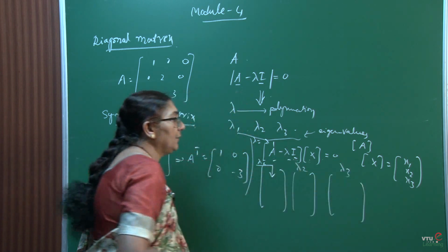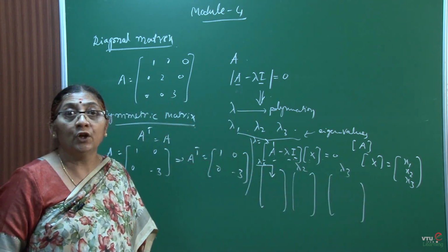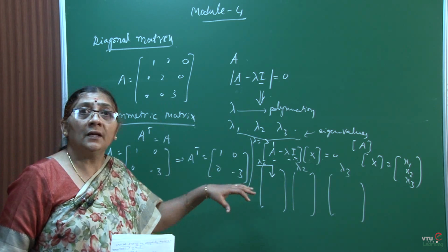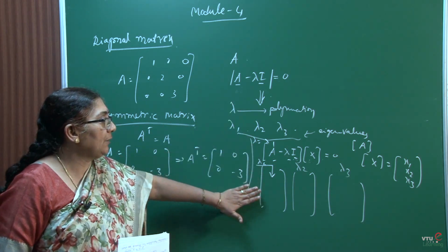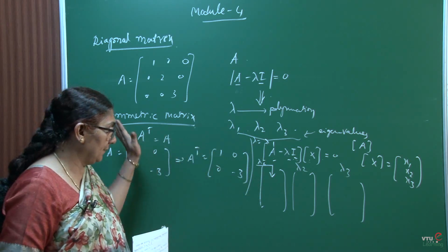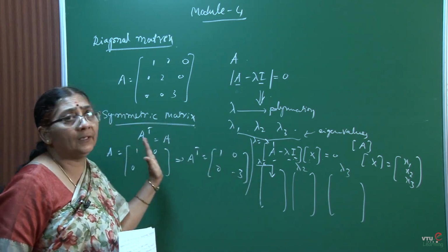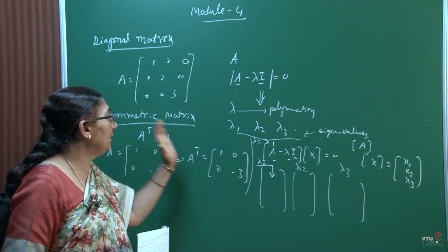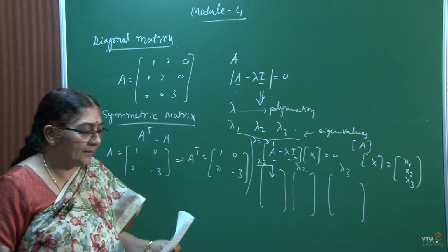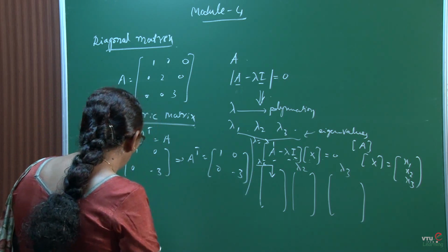This is the way to find eigenvalues and eigenvectors. Even though you already studied these basics, I repeated them once again. These things are required while studying diagonalization. That's why I recalled the fundamental things. Now let us move to the diagonalization form.